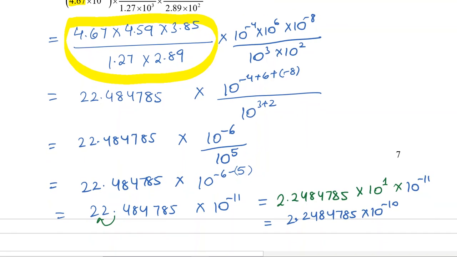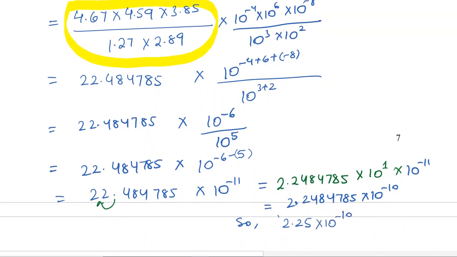In the end, we only give our answer in three sig figs because in the original problem, all the numbers are given in three sig figs. So that is our answer: 2.25 times 10 raised to power negative 10. So 3 sig figs for the answer.